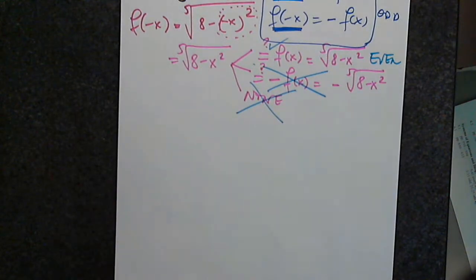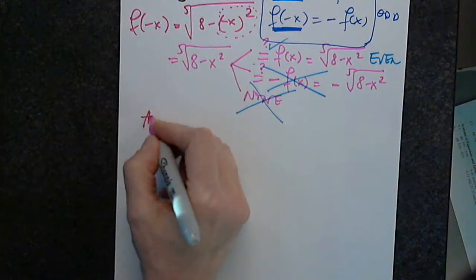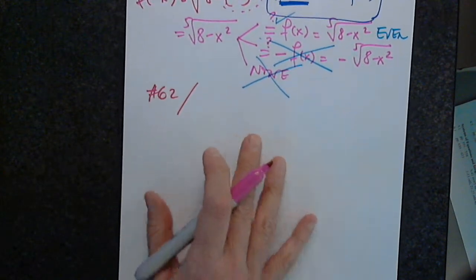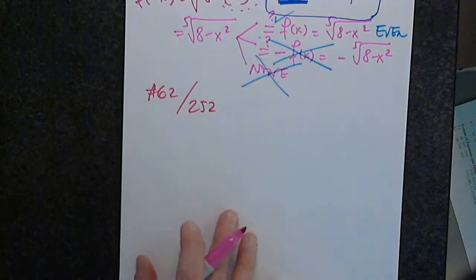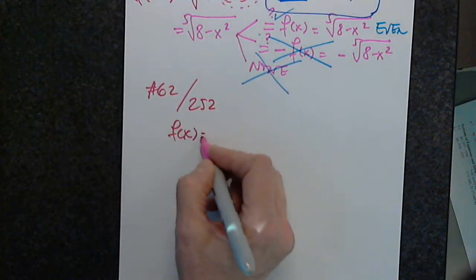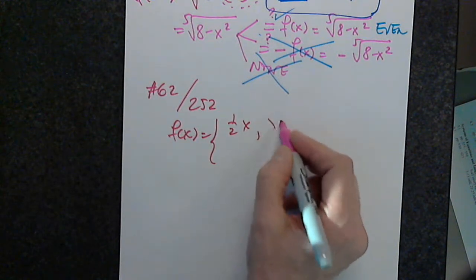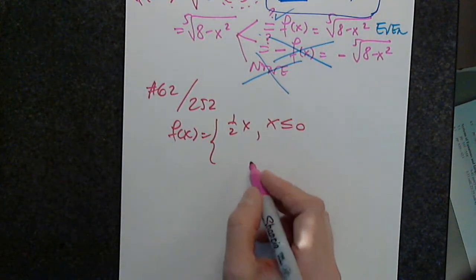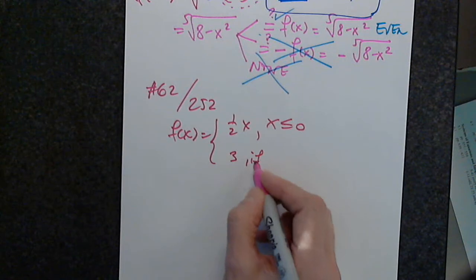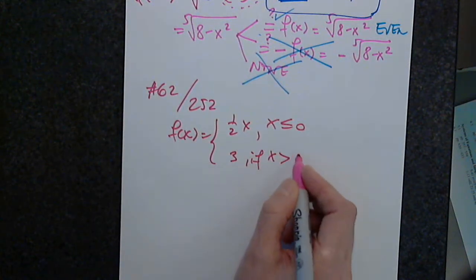Okay, I think we should graph another piecewise defined function. Do you agree? Yes. Okay, very good. So let's look at, let's say, problem 62. And this is on page 252. And we have f of x, which is 1/2 x, if x is less than or equal to 0, and is 3 if x is greater than 0.